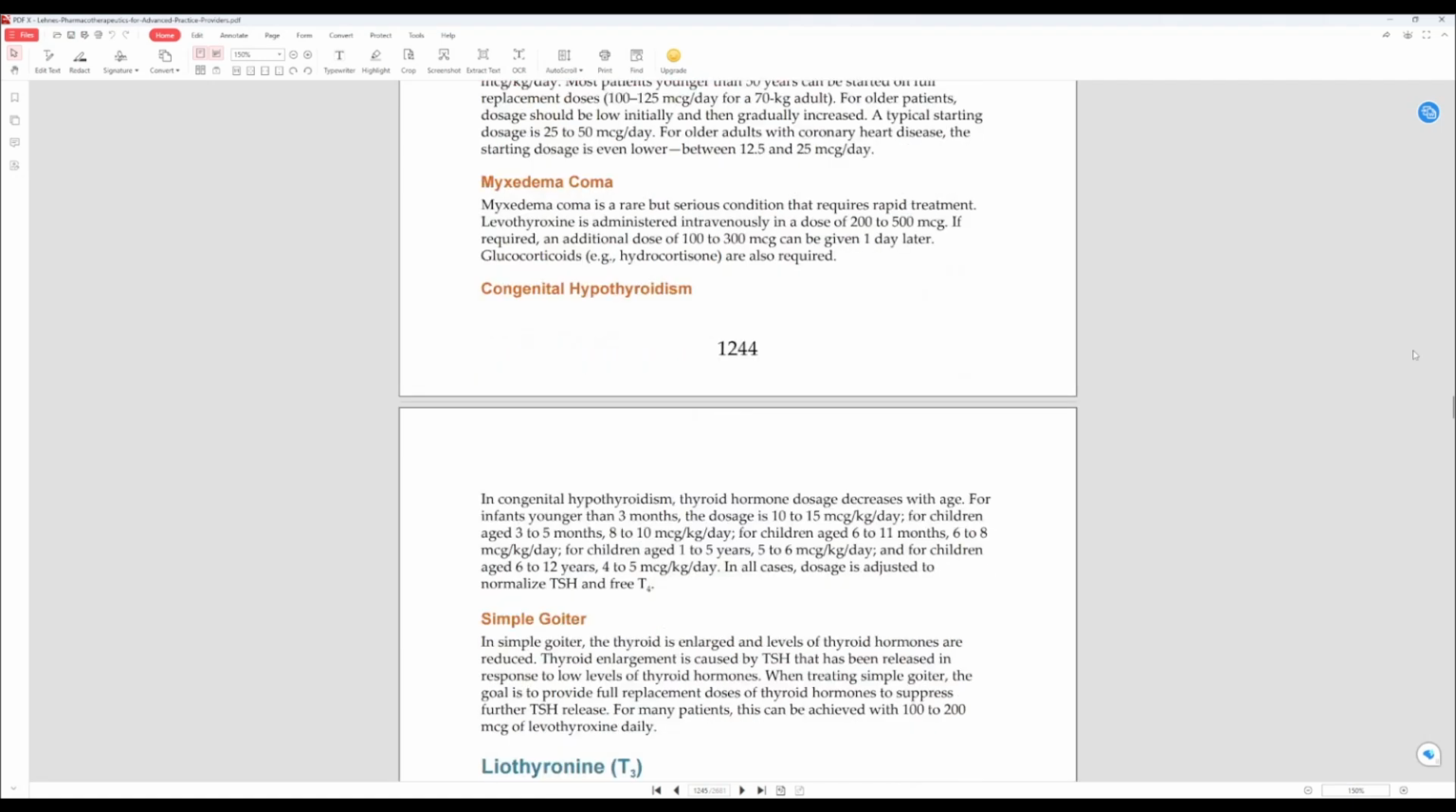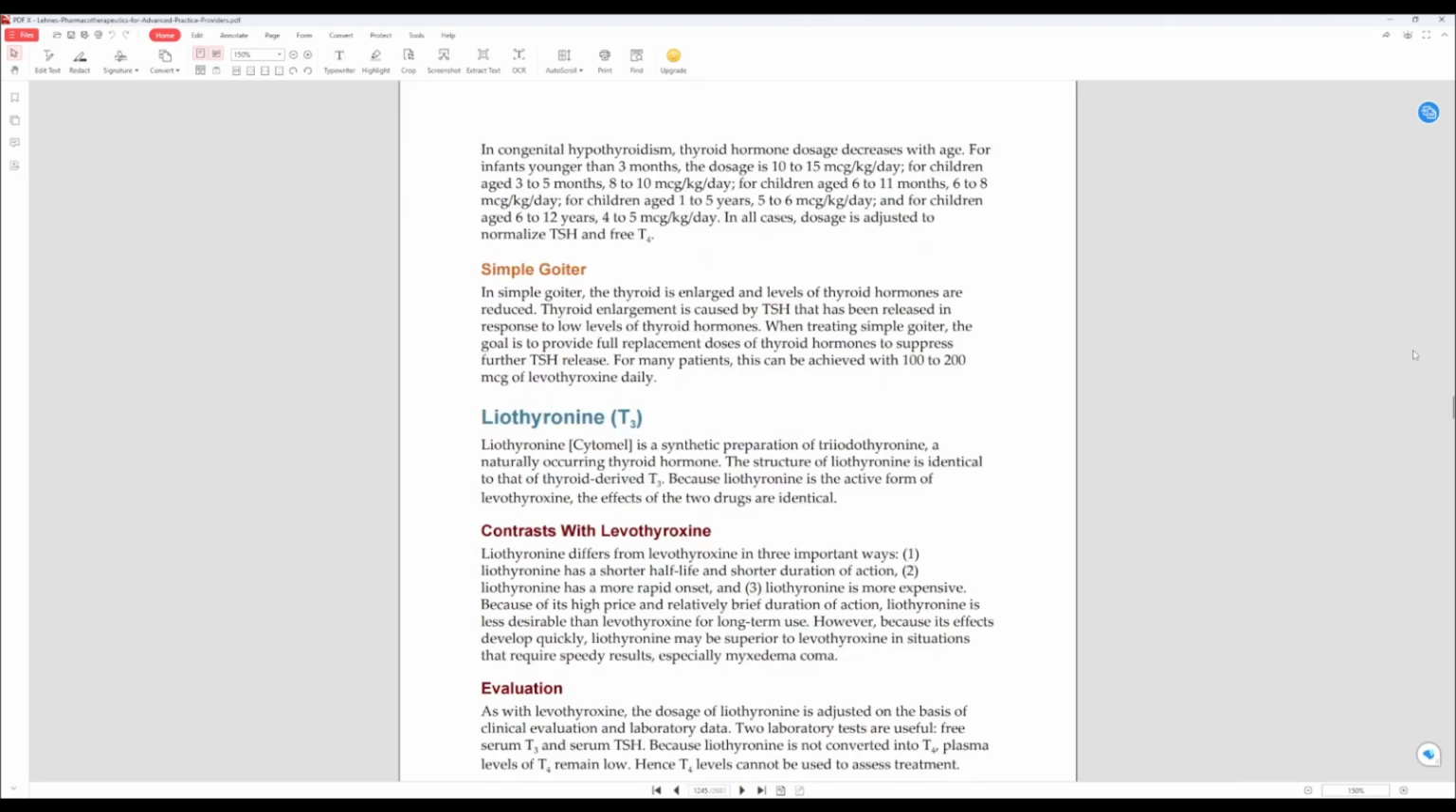Congenital hypothyroidism. In congenital hypothyroidism, thyroid hormone dosages decrease with age. For infants younger than 3 months, the dosage is 10 to 15 micrograms per kilogram per day. For children aged 3 to 5 months, 8 to 10 micrograms per kilogram per day. And for children aged 6 to 11 months, 6 to 8 micrograms per kilogram per day.